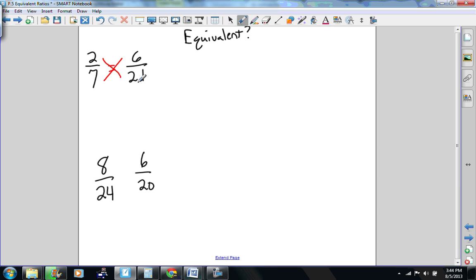So 2 is multiplied times 21, and if they're equivalent fractions, it'll be the same thing as 7 times 6. So this is 42. This is 42. Therefore, yes, these are equivalent fractions.